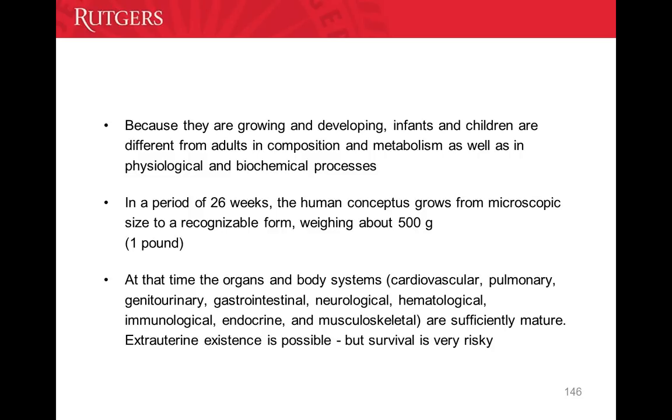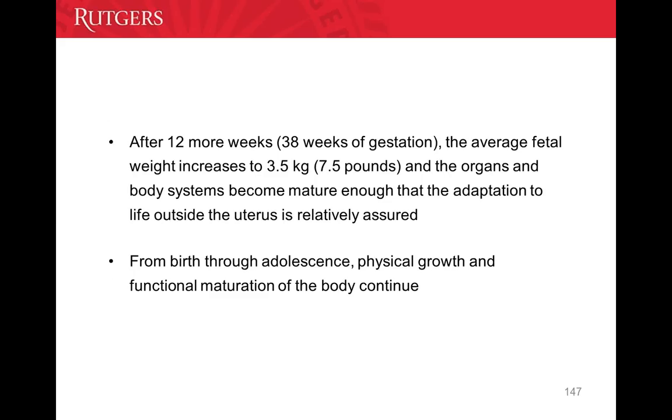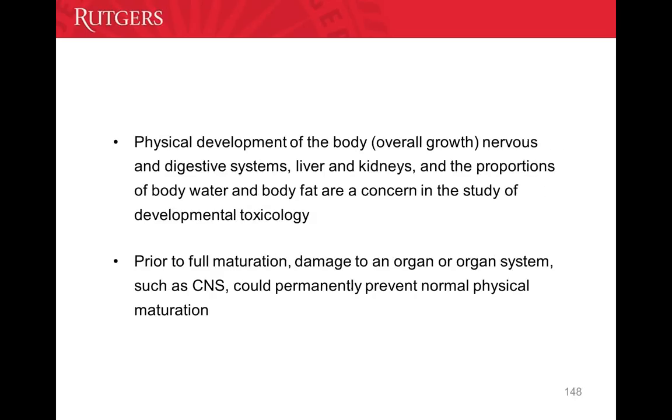Think about how amazing it is that you go in a 26-week period from something that's microscopic to something that weighs 500 grams, about a pound. That's pretty amazing. And at that time, all the body systems are formed at 26 weeks. You can live outside the uterus. Extrauterine existence is possible. It's a little risky, but it's possible. Add 12 more weeks to this, and at 38 weeks of gestation, you have something that weighs 3.5 kilograms or 7.5 pounds, ready to go. And so from birth through adolescence, physical growth and functional maturation of the body continue, and so do environmental health risks.